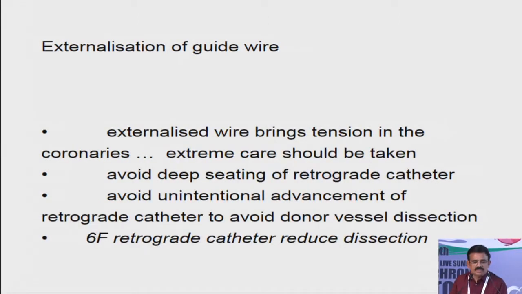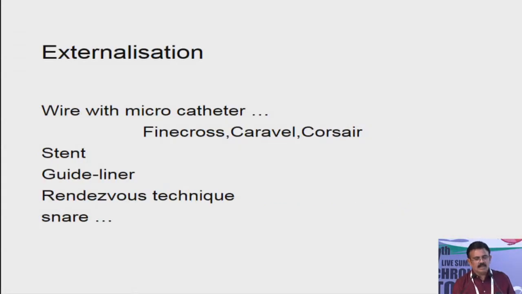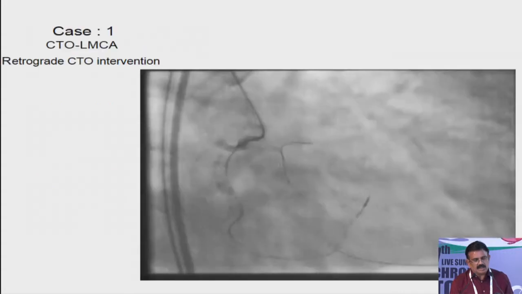Externalization of the wire brings tension in the coronary artery, so extreme care should be taken. You should avoid deep seating of the retrograde catheter, avoid unintentional advancement of the retrograde catheter, and avoid donor vessel dissection. The externalization can be done with just a wire or with a microcatheter. You can use a stent, you can use a guide liner, you have the endeavor technique and snaring.